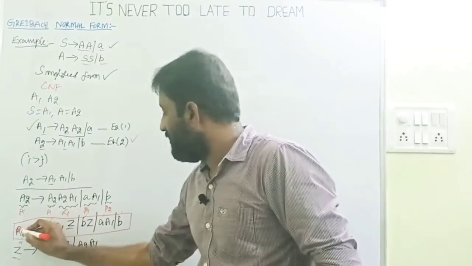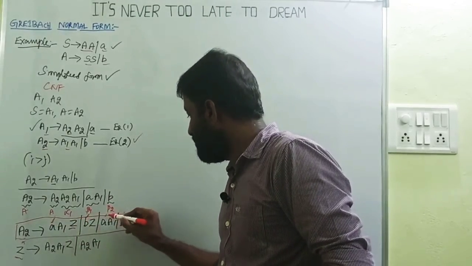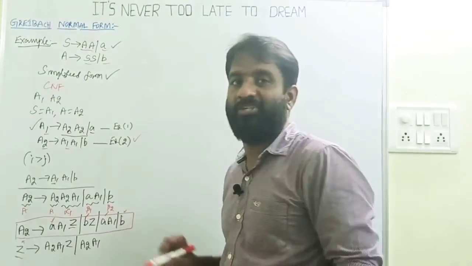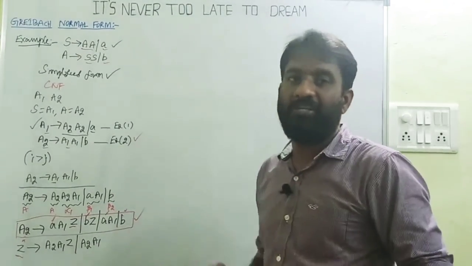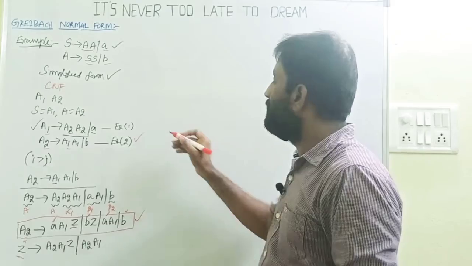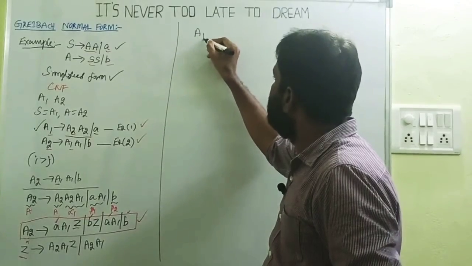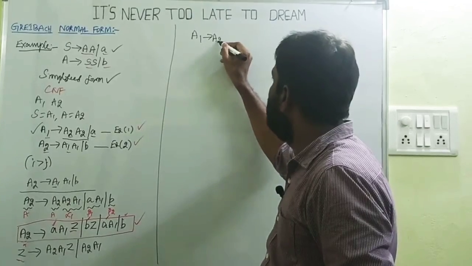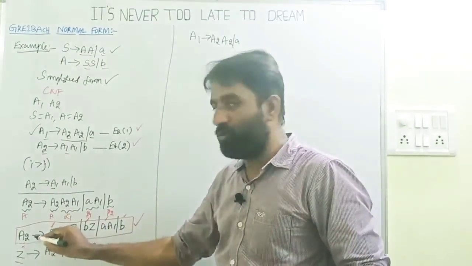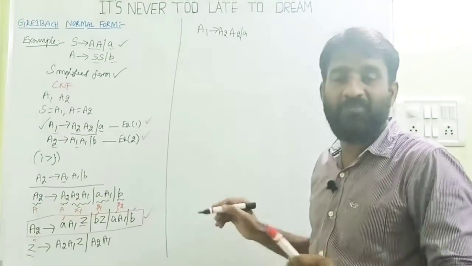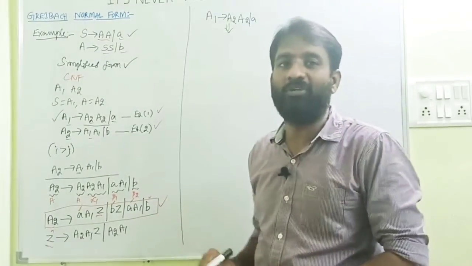You observe A2 productions start with a terminal, meaning this production is already converted into the Greibach normal form. Now take this production, equation 1: A1 tends to A2 A2 slash a. Now substitute A2 productions in this production so that we can convert it into the Greibach normal form. I am asking you to apply the substitution rule only, lemma 1.